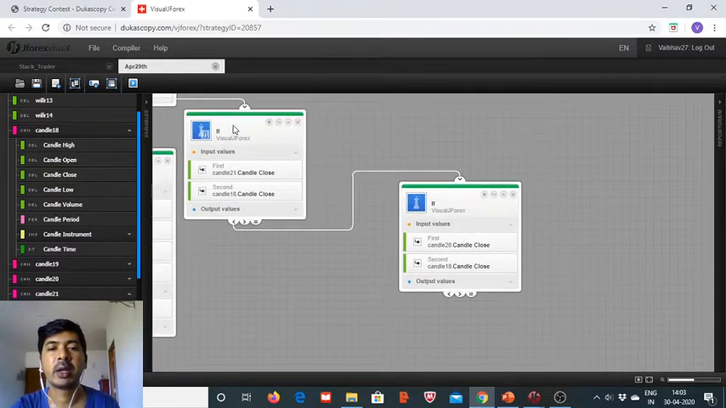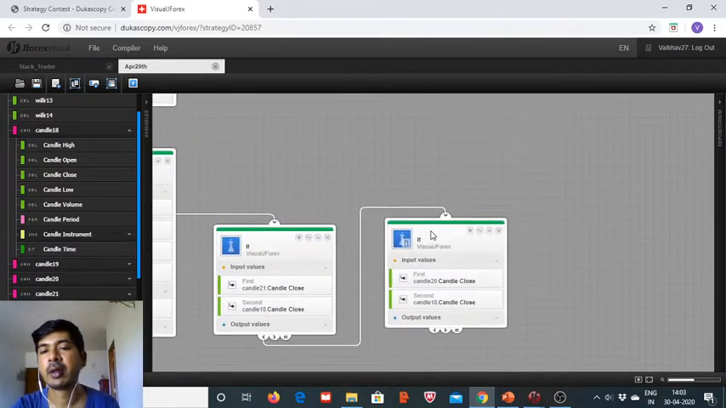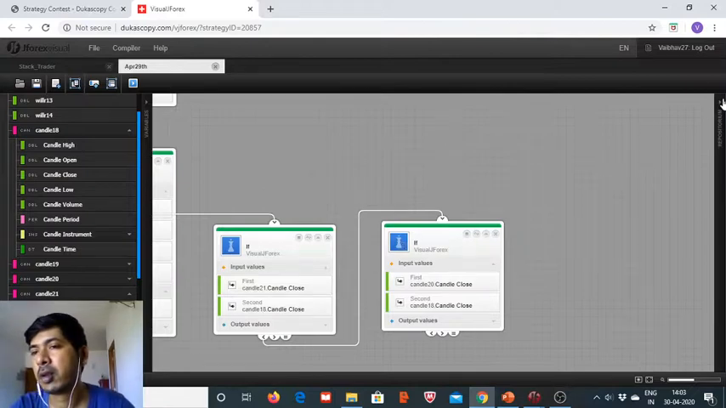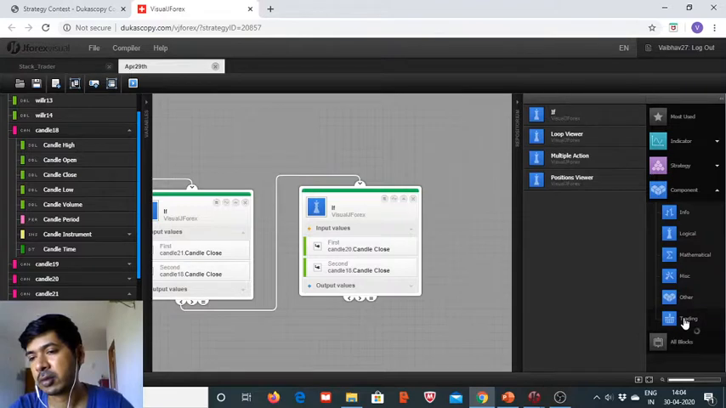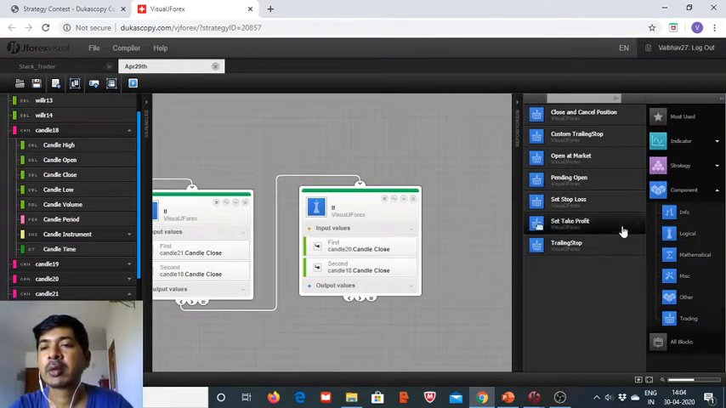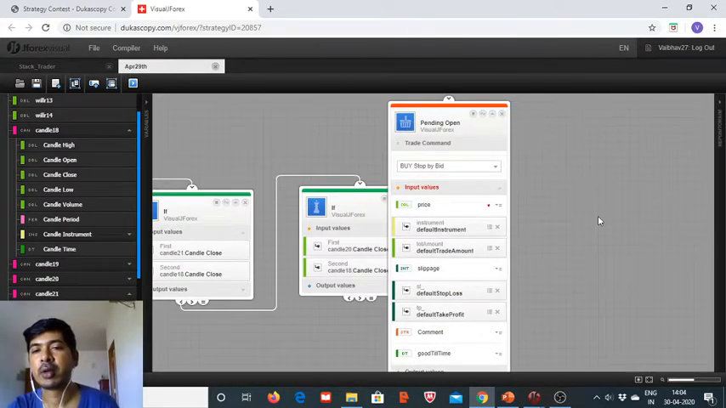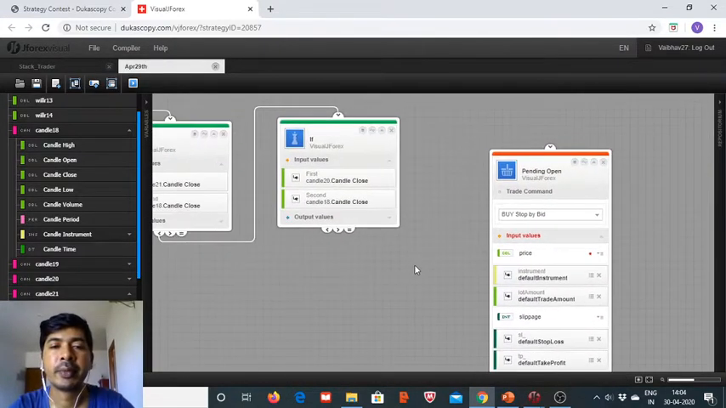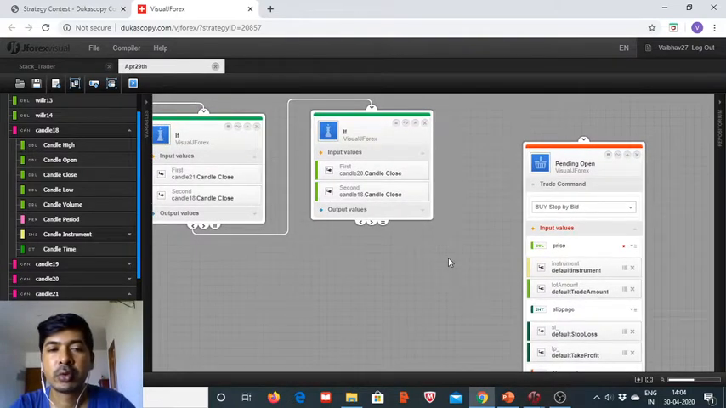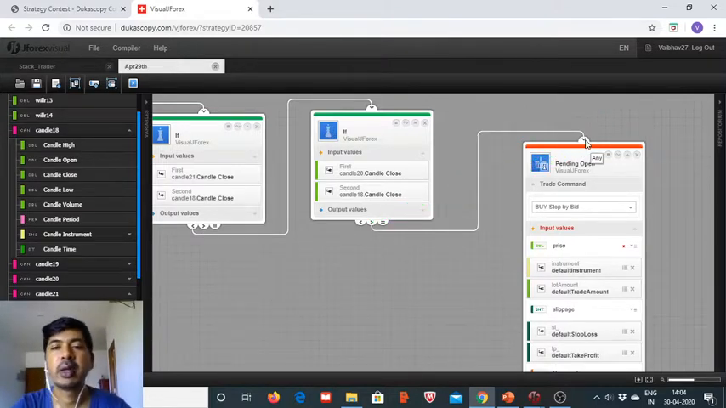Now is the time to bring in the pending open on the buy side. So let us see what kind of calculations we will need to do. We got to use the pending open block now, and the candle 20 is close should be greater than the candle 18 is close. Okay, we got it right. Yes.